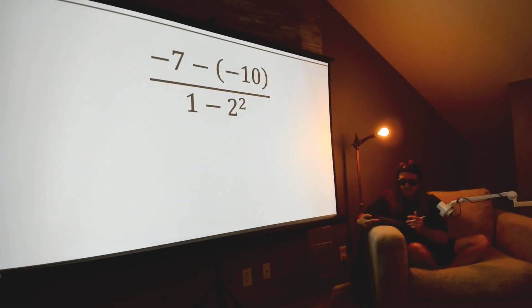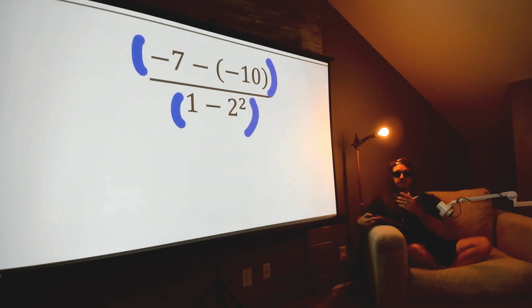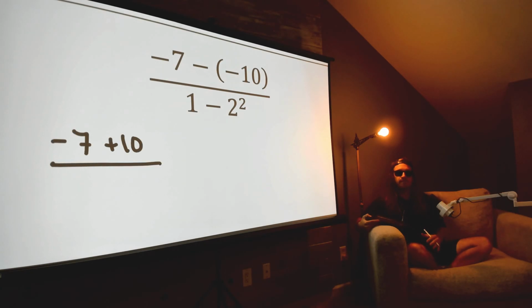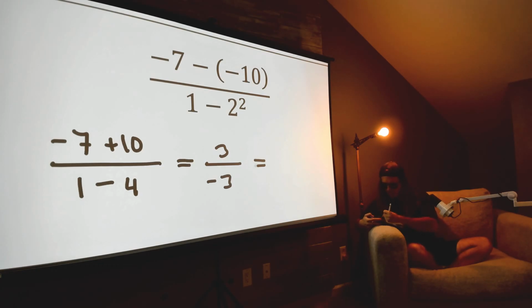Second example of this, treat the numerator and the denominator as if they had parentheses around them. So up top here, a double negative becomes a positive, so this is negative 7 plus 10. In the bottom, we have 1 minus, and 2 squared is 4. Up top, negative 7 plus 10 is 3. In the bottom, 1 minus 4 is negative 3. And 3 divided by negative 3 is negative 1.